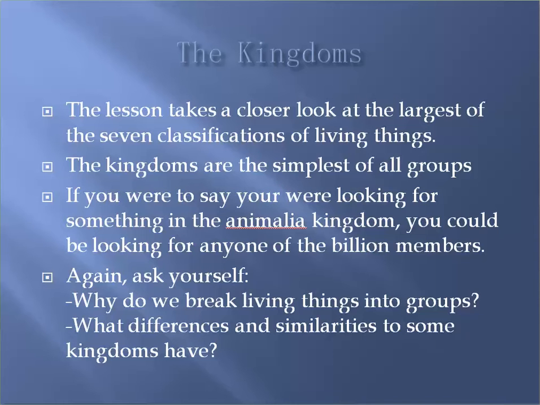This type of classification is the simplest of the seven classifications, considering there are only six. So if you were to tell someone that you were looking for Animalia, you would still be talking about, you could still be searching for, one of the billions of known species in the world.